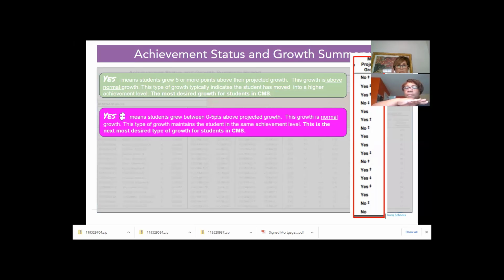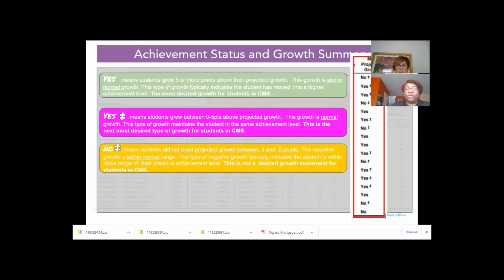Say yes, they met their projections and they could get at least up to 5 points, but they're still maintaining. All right. Then there is the no with the symbol. The no means they did not meet their projections and they fell at least 1 to 5 points below their projections, but they're still in the maintaining range. They did not meet their projections, but they're still in normal range. Okay, so we didn't lose ground.